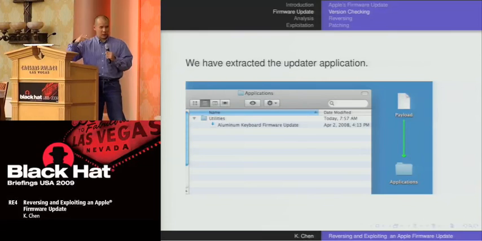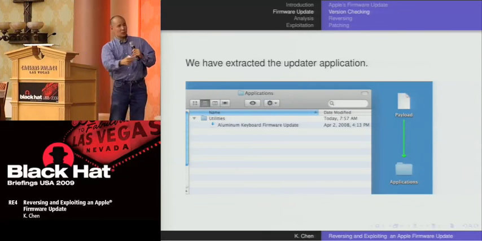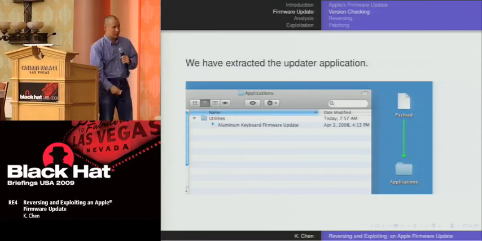What the installer does is move this to the root directory of your machine, and because Applications and Utilities already exist on your machine, this Aluminum Keyboard Firmware Update gets installed into that directory. But since I copied it to the desktop, it creates it on the desktop.